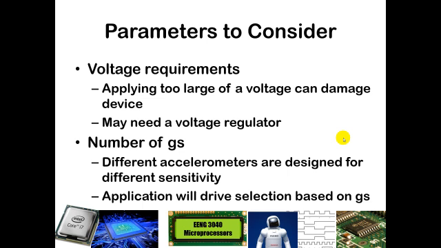We also need to consider, when choosing an accelerometer, the number of g's that we are likely to experience. The application will drive the choice of an accelerometer. If you have something that is going to experience rapid acceleration, let's say you're trying to measure the acceleration of a rocket, a missile, some sort of space shuttle or something like that, you're going to need an accelerometer that can handle very large g's.